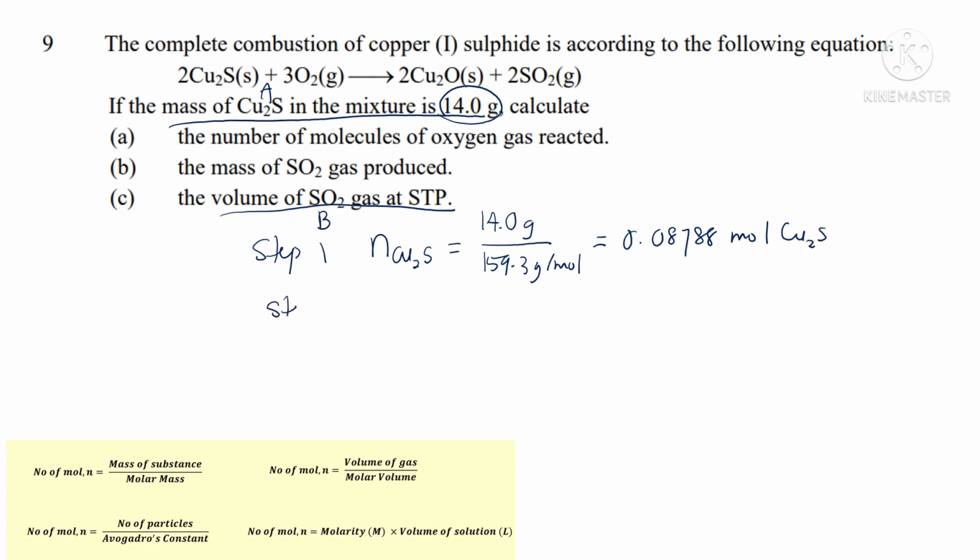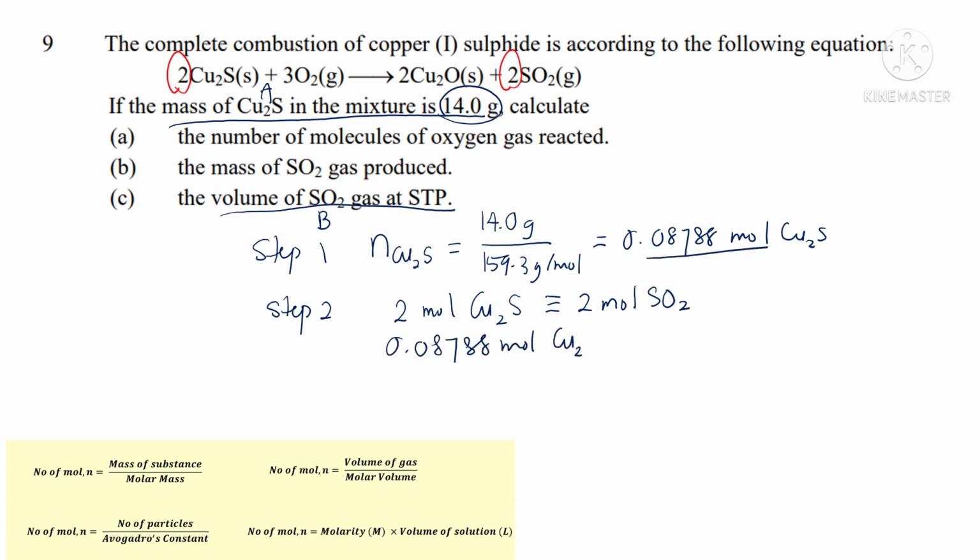And then in step number 2, we find the stoichiometric relationship between copper sulfide and sulfur dioxide in the balanced chemical equation. From the balanced chemical equation, we can see that 2 moles of copper sulfide produce 2 moles of sulfur dioxide. Therefore, we can write in step number 2, 2 moles of copper sulfide produce 2 moles of sulfur dioxide. But now we only have 0.08788 mole of copper sulfide, and that is equivalent to X moles of sulfur dioxide.